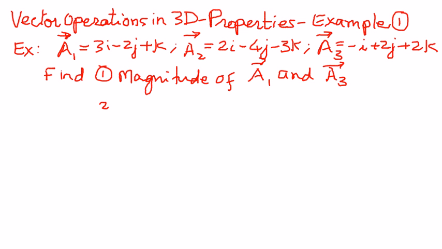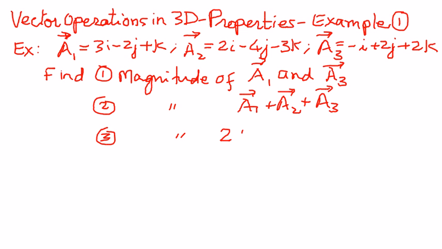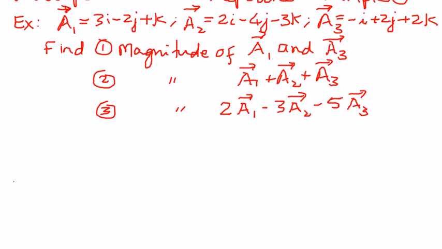Okay. Second, we want to find the magnitude of vector A1 plus vector A2 plus vector A3. Third, we want to find the magnitude of 2 times vector A1 minus 3 times vector A2 minus 5 times vector A3. Let's say these are some of the questions we have, and then let's get started.